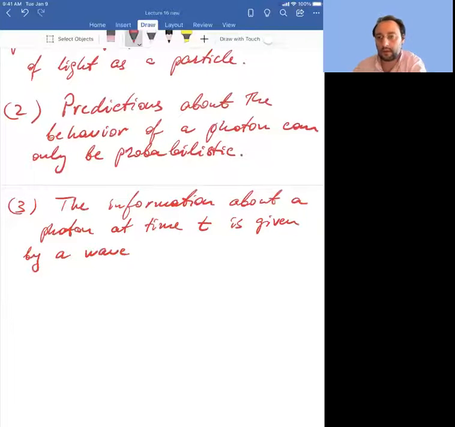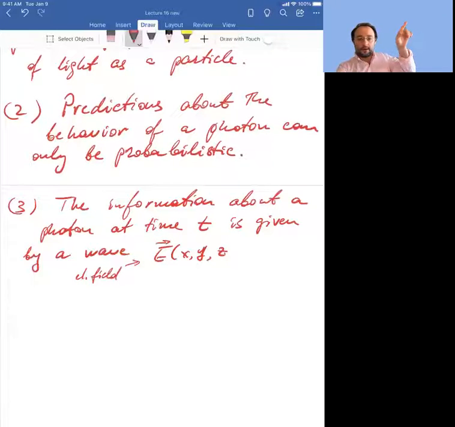One advantage of starting with photons is that when I talk about a wave, I can make it very concrete. What wave am I talking about? That wave is the electric field. You're familiar with the electric field. It's defined at every point in space, x, y, z, and at any moment in time. So I point to a point in space and some time, and at that point in space and some time, there's an electric field at that point.